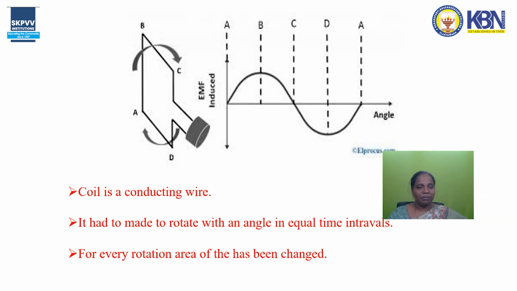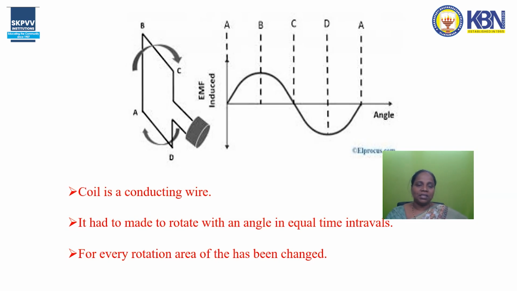We need to move the armature, so we require some external force. That force comes from the magnetic field that has been generated by the two poles of the magnets. So this is the diagram.